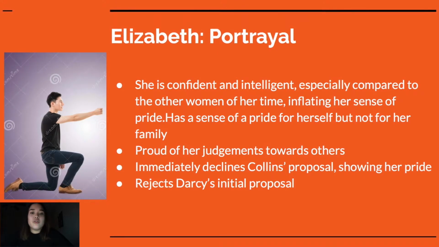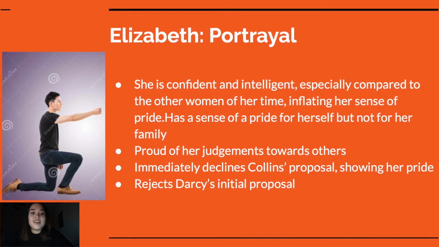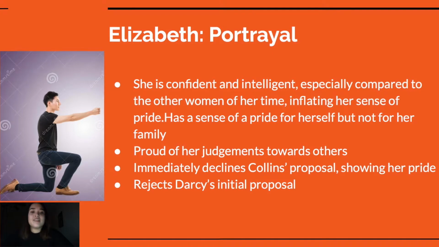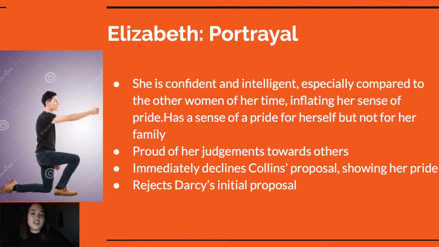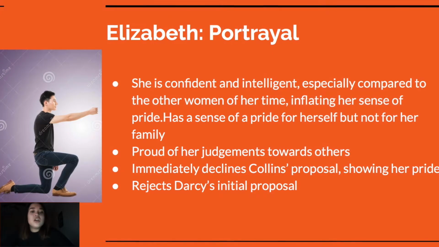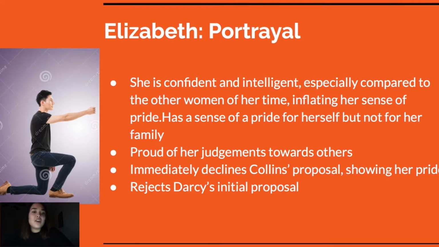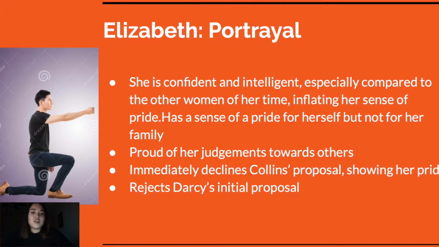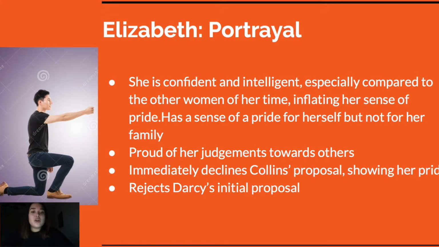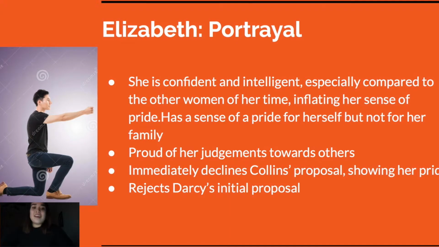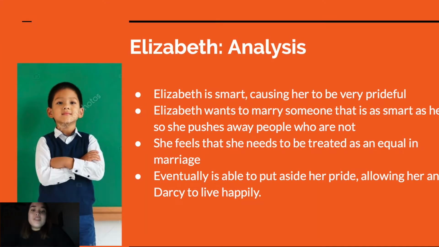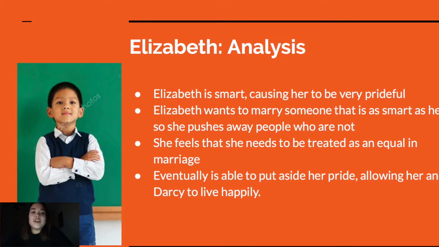Her family, although not from the bottom of the social hierarchy, is not from the top either. Despite this, Elizabeth immediately rejects Mr. Collins's proposal in Volume 1, showing her pride for herself and knowing that she is above him. Her pride, later in the novel, causes her to reject Darcy's initial proposal, showing her high opinion of herself and mindset that he, although clearly above her in social rank, was not worthy of her. The source of Elizabeth's high sense of pride is clearly her intelligence.